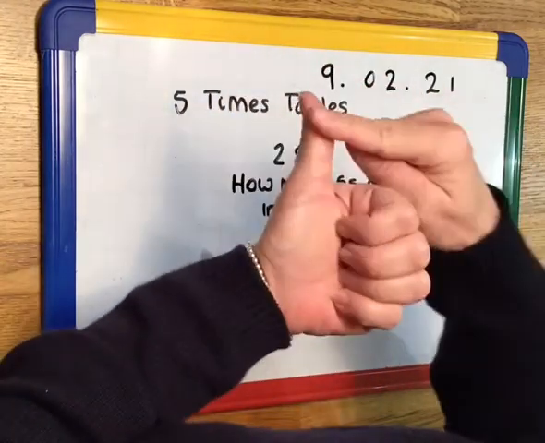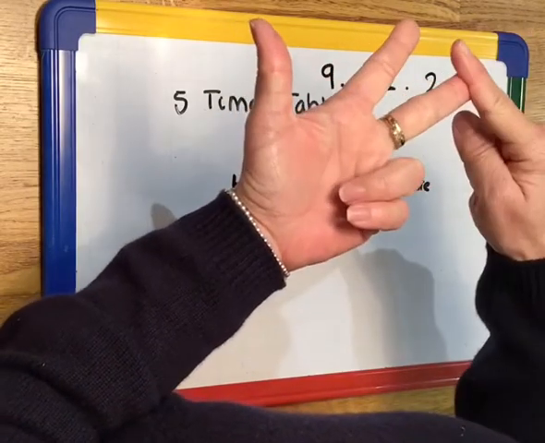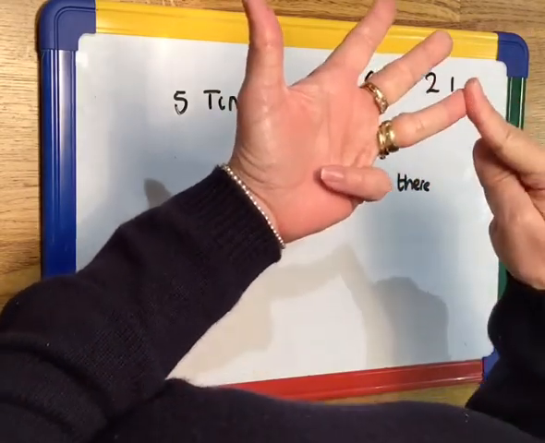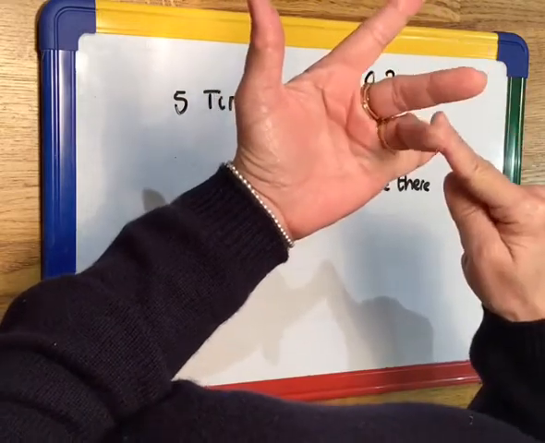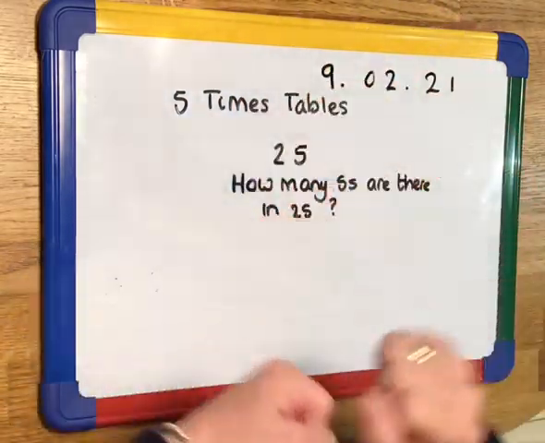Let me check. 1 times 5 is 5. 2 times 5 is 10. 3 times 5 is 15. 4 times 5 is 20. 5 times 5 is 25. So there are 5 5s in 25.